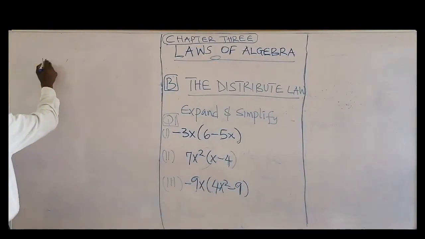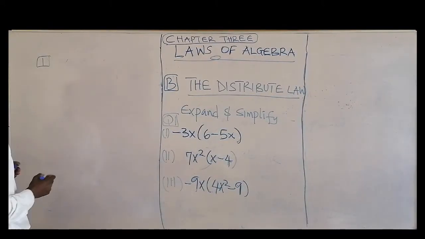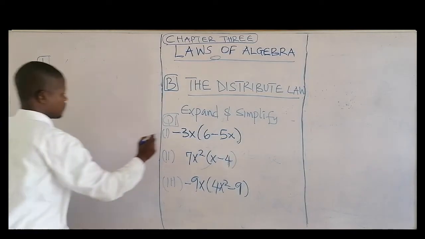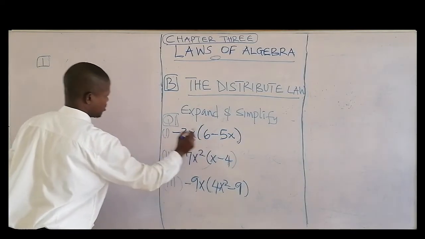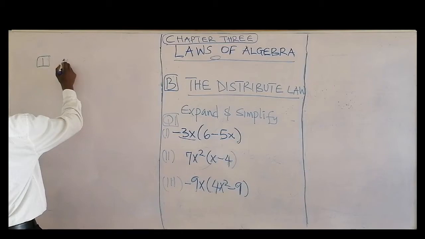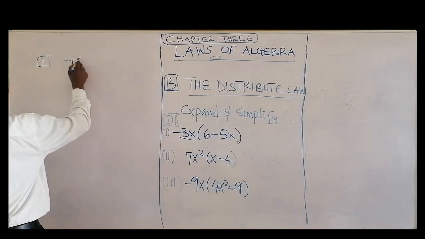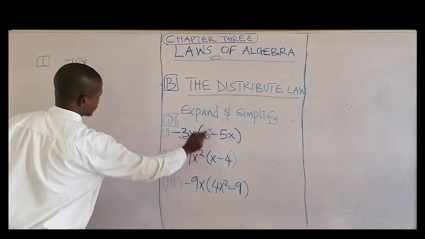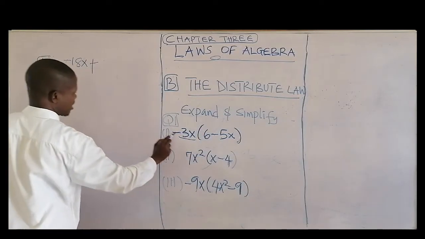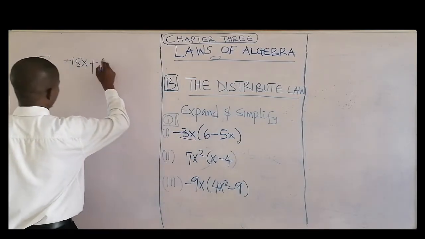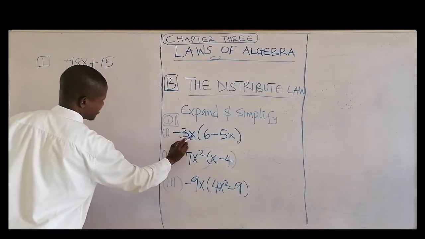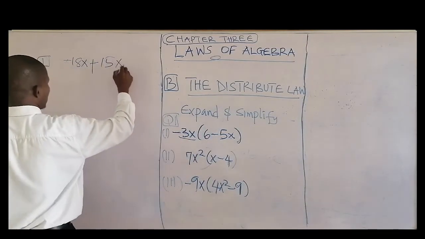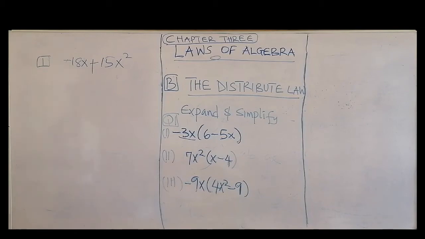Solution, question 1. This one times this one, that's minus 18x. And then this one, minus times minus, that's plus. And then 3 times 5, that's 15. And then x times x, that's x squared. So that finished that question 1.